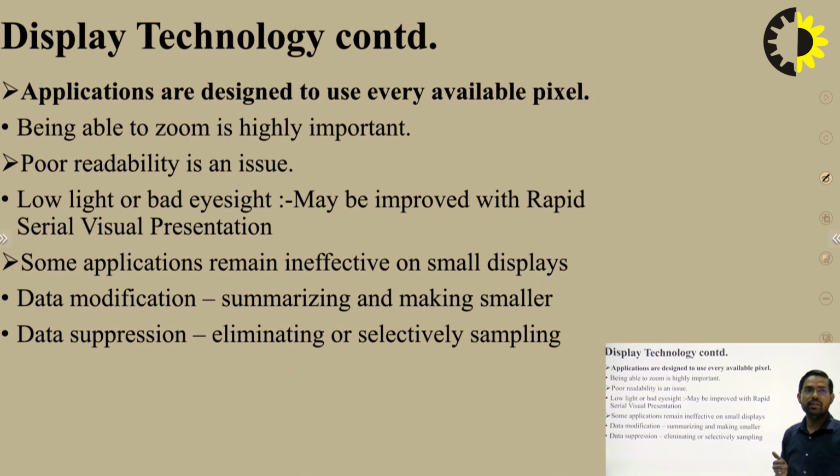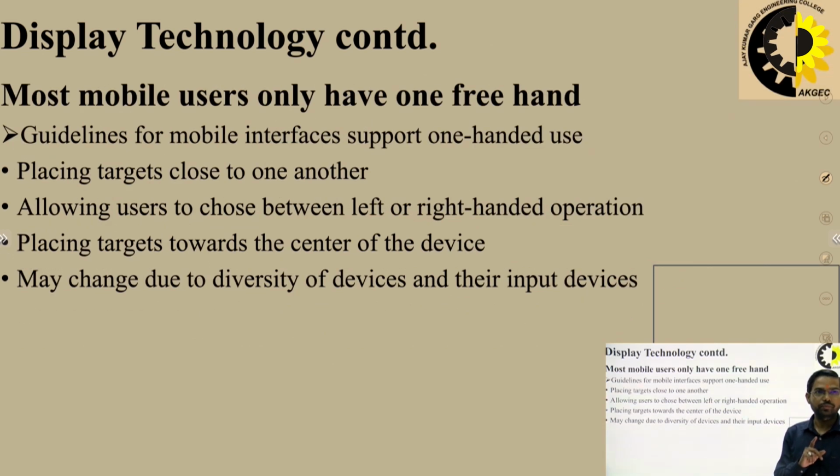So applications are designed to use every available pixel. Being able to zoom is highly important. Poor readability is an issue. Low light and bad eyesight may be improved with rapid serial visual presentation. Some applications remain ineffective on small displays. Data modification, summarizing and making smaller, and data compression are basically used for eliminating by selective sampling. So that is how applications are designed for every available pixel.